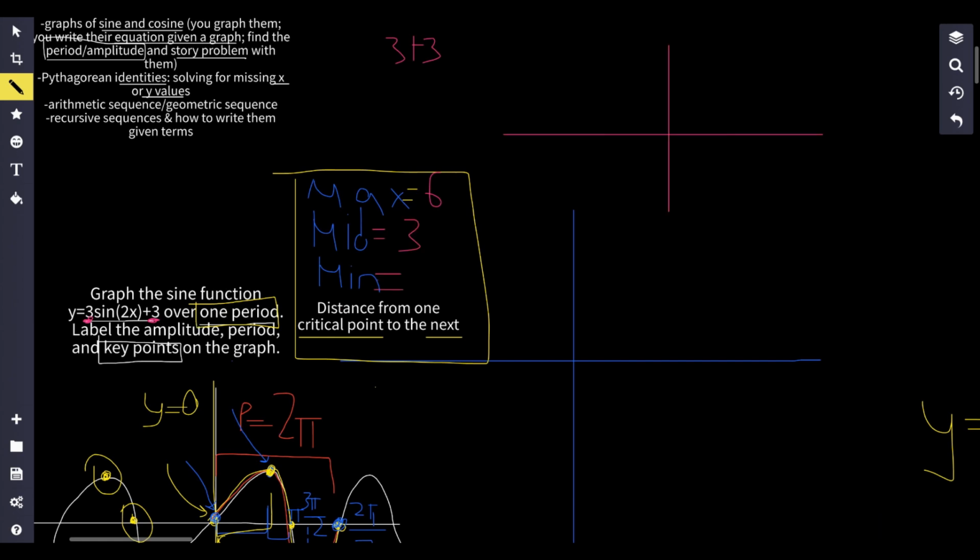Right? Well, how do you find the minimum point? In order to find the minimum point, you take your last term and subtract your amplitude from it. All right? Because think about it, right?